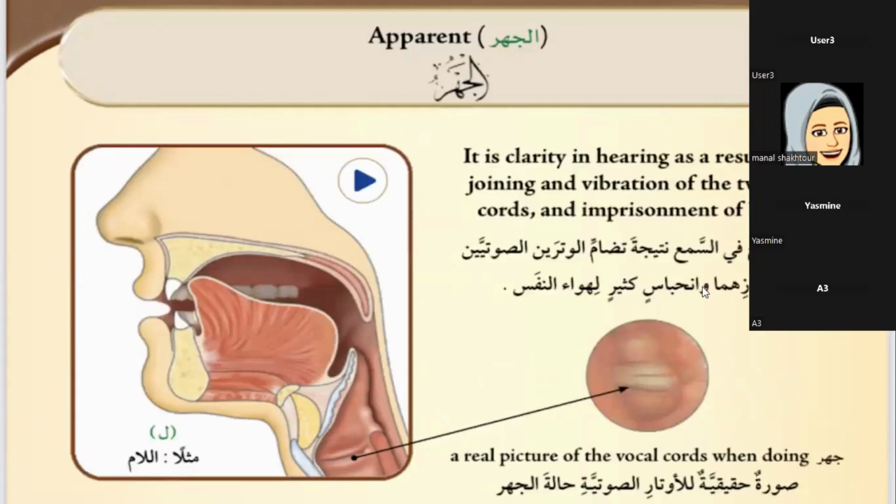Jahar. It is clarity in hearing as a result of joining and vibration of the two vocal cords and imprisonment of breath. So if we think about how long you can hold one letter as opposed to how long you can hold another, much longer, right? Because there's an imprisonment of breath. You have more control. But with the other you run out of breath right away. And this is a real picture of the vocal cords when doing jahar.